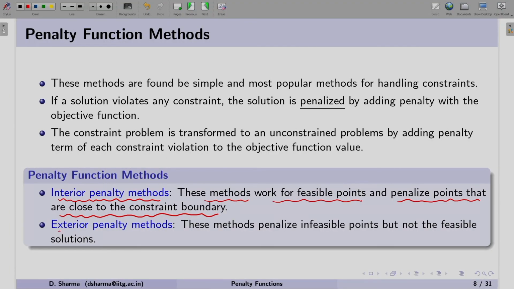The other type of penalty method is the exterior penalty method. Here these methods penalize infeasible points but not the feasible solutions, and that is an important statement. Why? Because the interior penalty method cannot handle any infeasible point. However, the exterior penalty methods can handle both feasible as well as infeasible. So whenever there is a feasible point, there will be no penalty at all, but if the solution is infeasible, then a penalty will be added to the objective function, and that is the whole objective.